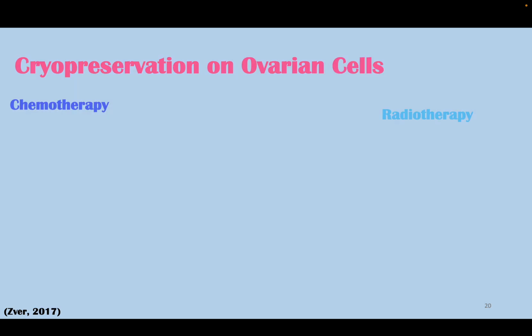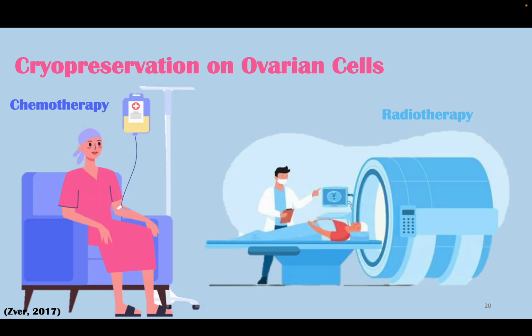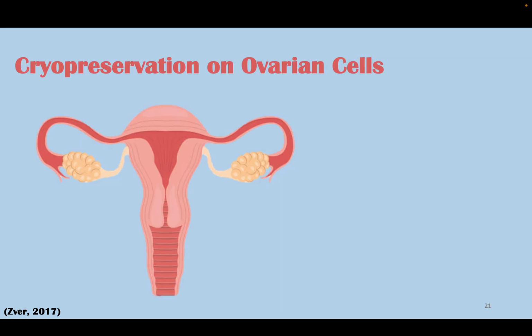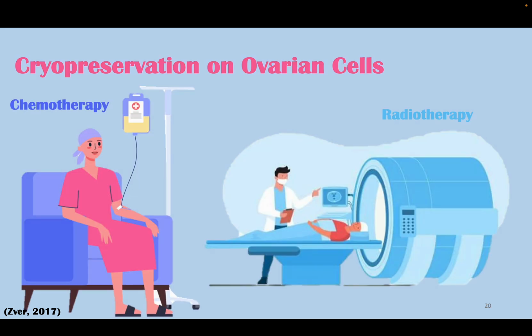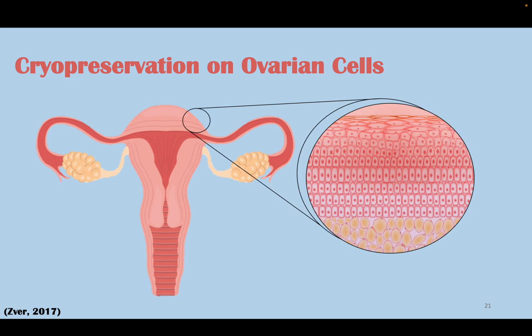The cryopreservation on ovarian cells. Ovarian cancer has very few treatments: chemotherapy and radiotherapy. In both cases, healthy cells die alongside the cancerous ones, and there's no way to target them. All the ovarian tissue gets killed, and women are no longer fertile after these treatments. To preserve the chances of pregnancy, most women cryopreserve their embryo or ovarian tissue to have a baby later after treatment.